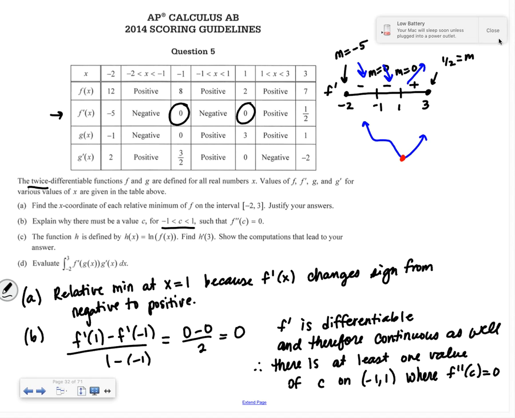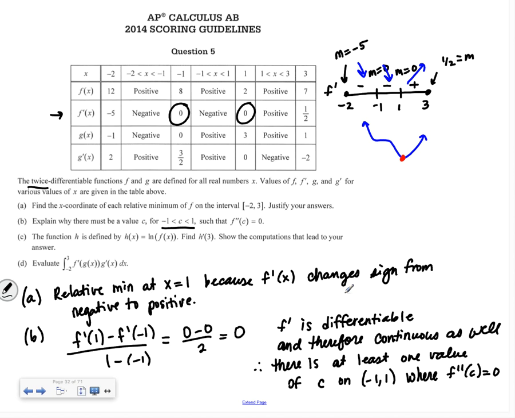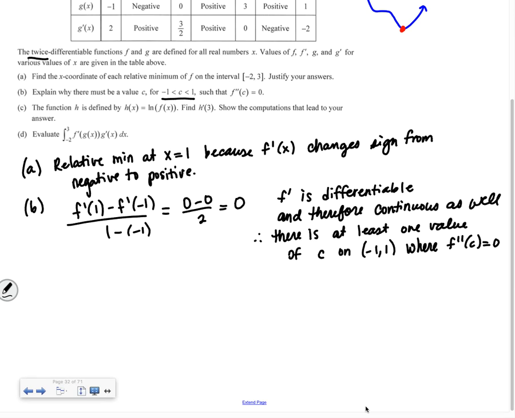All right, and then part C, it says the function h is defined by h of x equals natural log of f of x. Find h prime of 3. Go to the next page. Oops, there's no next page. Extend. So if I have h of x is equal to natural log of f of x, and I'm trying to find h prime of 3, then I want to find h prime of x first. So I do 1 over f of x times the chain, which is f prime of x.